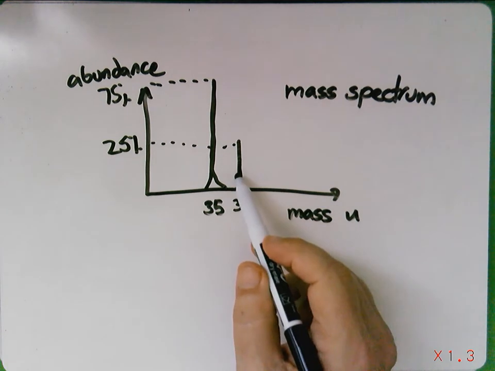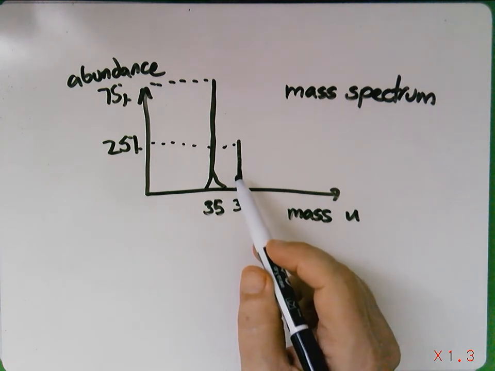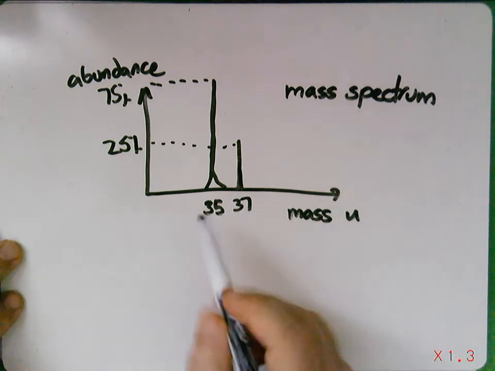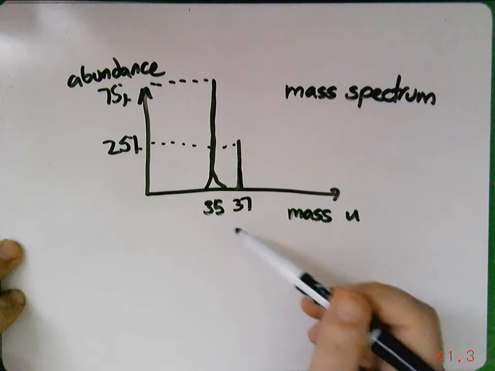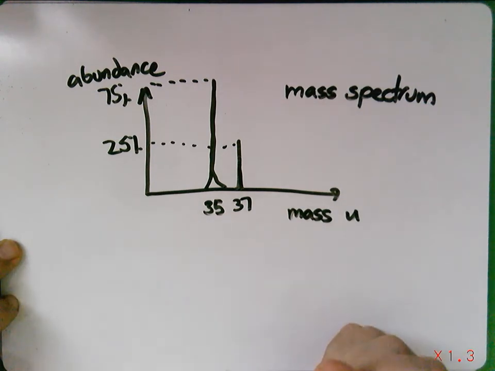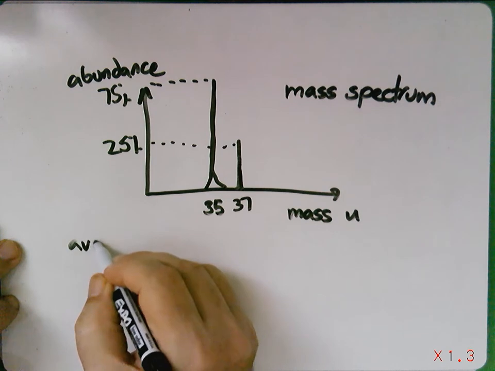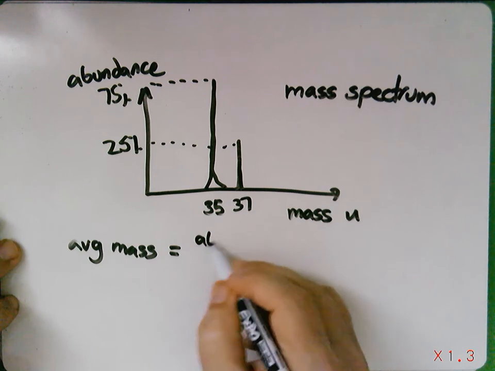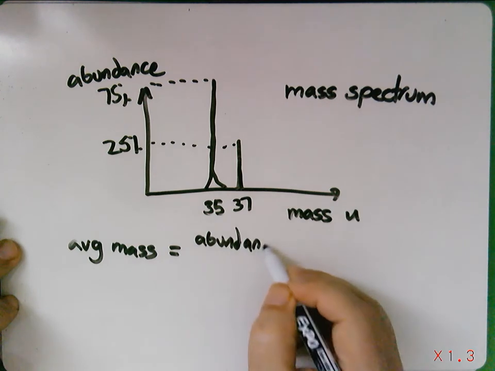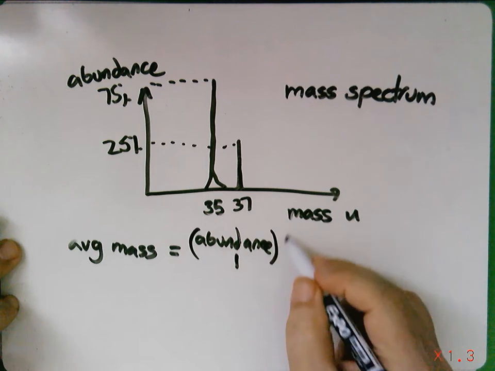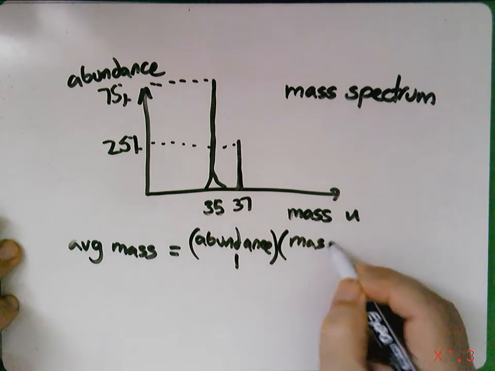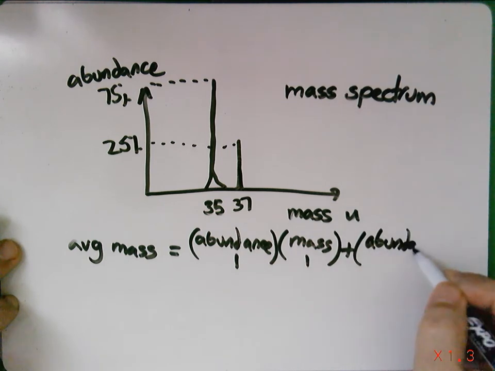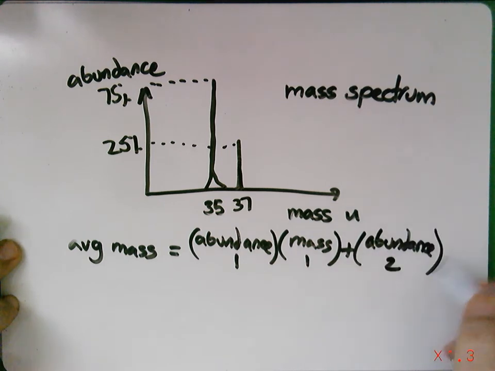Let's use this mass spectrum to figure out what the average mass of chlorine should be. We're going to just do it very roughly. So I only have 2 significant digits on my masses and on my abundances that I'm reading off here. But my average mass will be the first abundance times the first mass plus the second abundance times the second mass.